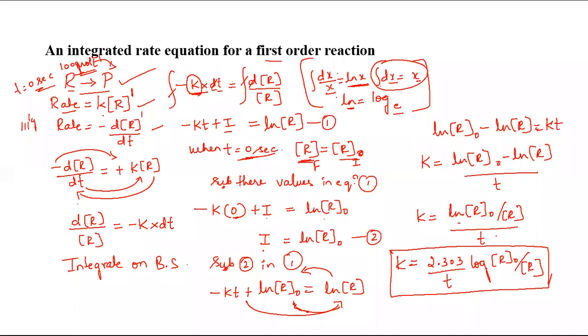Now substitute the value of I in equation 1. Then what we'll get? In place of the I value, I have substituted ln r naught. Then after rearranging, I'll get the equation like this. Then I have taken kt in the LHS and this in the RHS. This is in the form of log a minus log b, or log x minus log y. So log a minus log b is nothing but log a by b. Here a is r naught, b is r.